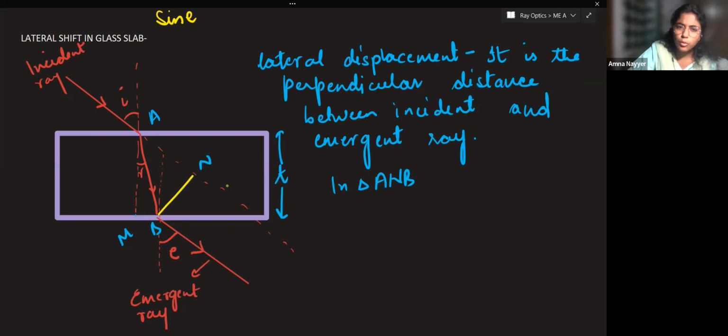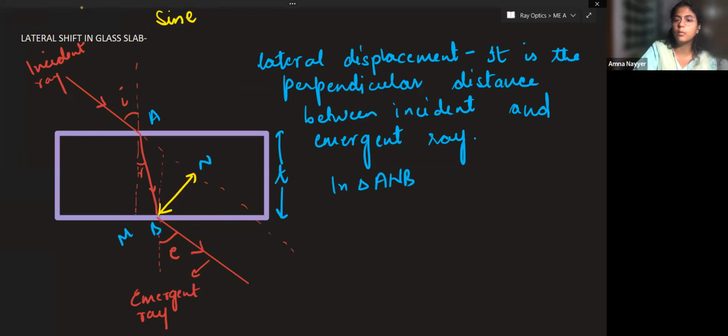So what is this gap that we are obtaining? There's a gap, since they are parallel, they are not overlapping with each other, they are not intersecting at a point. So there's a maintained perpendicular gap between them. That perpendicular gap which is there between the emergent ray and the incident ray's original path, that is known as lateral shift. Lateral shift, you can say lateral displacement also. The definition is also here: it is the perpendicular distance between incident and the emergent ray. Now there's a formula for this, which we'll calculate.